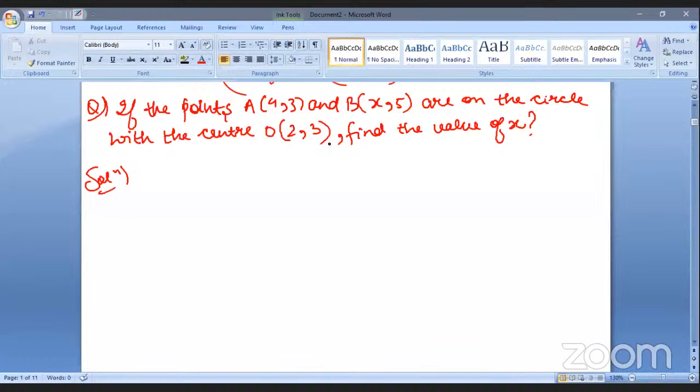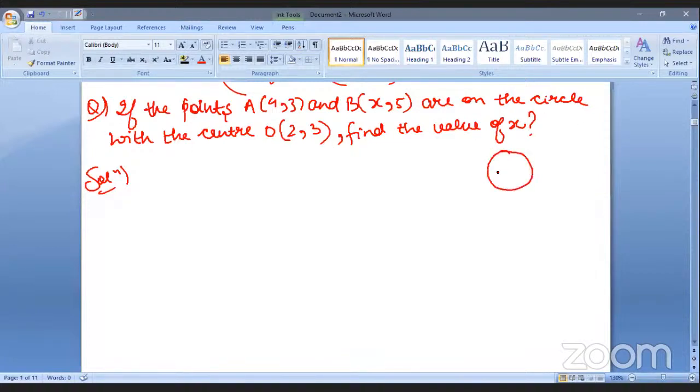Ma'am, x is equal to 2. One second, just let me see. x is equal to 2. And what about this? x is equal to 2 is coming. Okay, great. So let us discuss it as well.